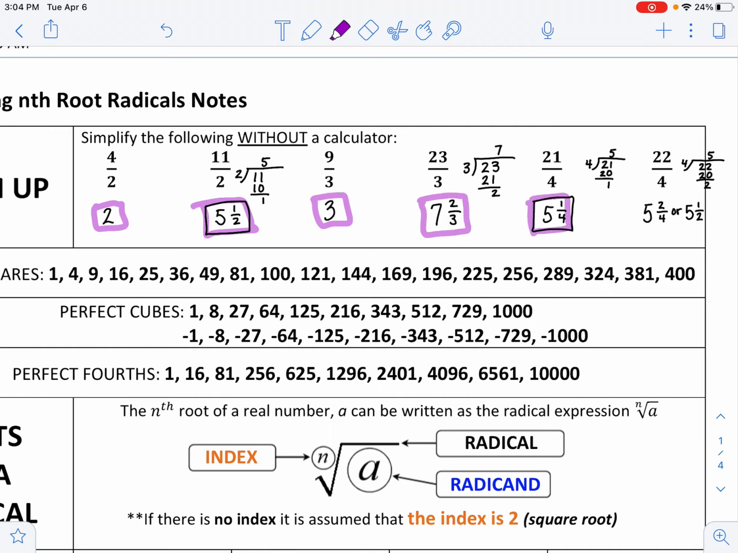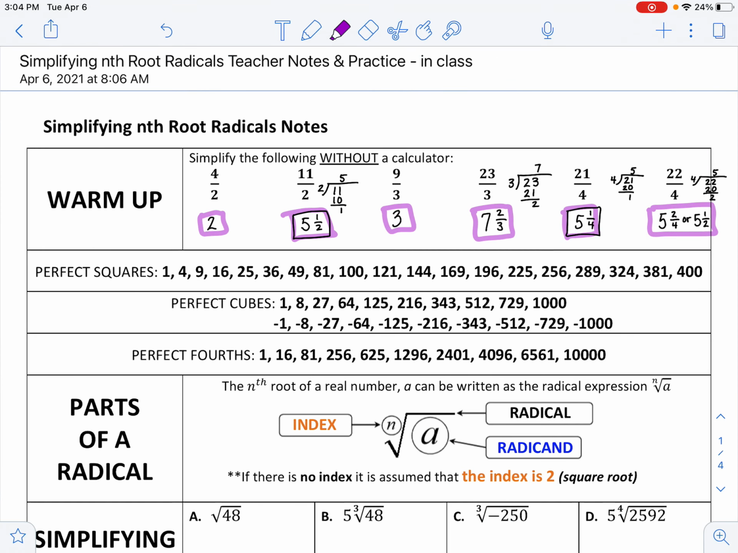All right, now, to save time, we filled in a list of perfect squares, perfect cubes, and perfect fourths for you. That's the first 20 perfect squares, the first 10 positive and negative perfect cubes, and the first 10 perfect fourths.